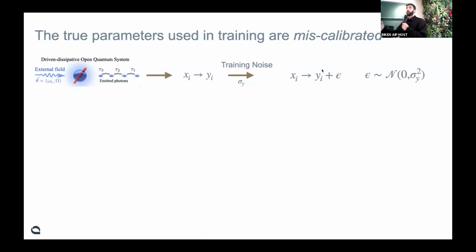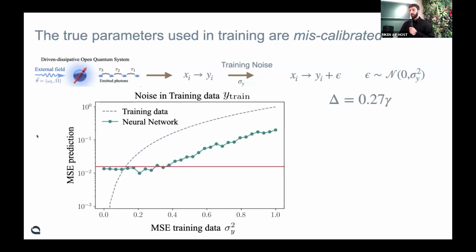So as I said, we are using a supervised learning framework. So we have input and output data. And what we do to test this type of noise is we modify the labels by adding some random noise, again, with a certain variance or strength. Here is the plot representing the results. It's a little bit complicated to explain, so let me go through it step by step.